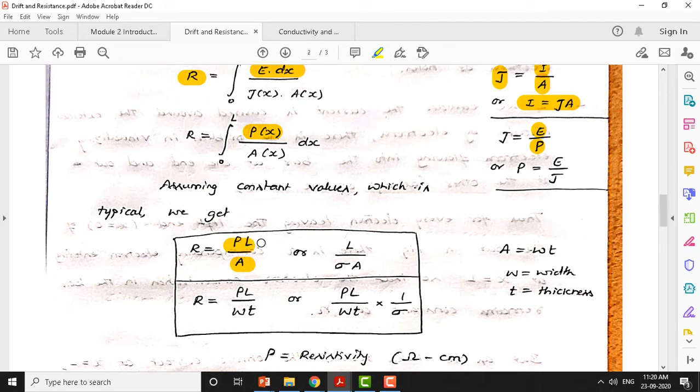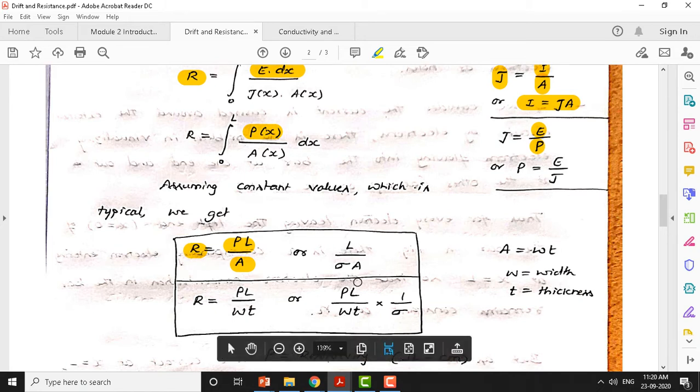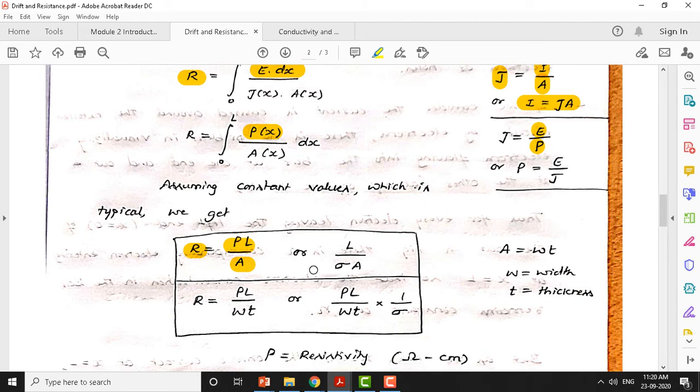Again, this equation can be rewritten in terms of the conductivity as L divided by sigma into A, since resistivity is the reciprocal of the conductivity. Therefore the resistance of a material is length divided by conductivity times area. You can see that as length keeps increasing, resistance keeps increasing, and as area keeps decreasing, the resistance also keeps increasing. This is the resistance and its dependence on the conductivity and length of the conductor.